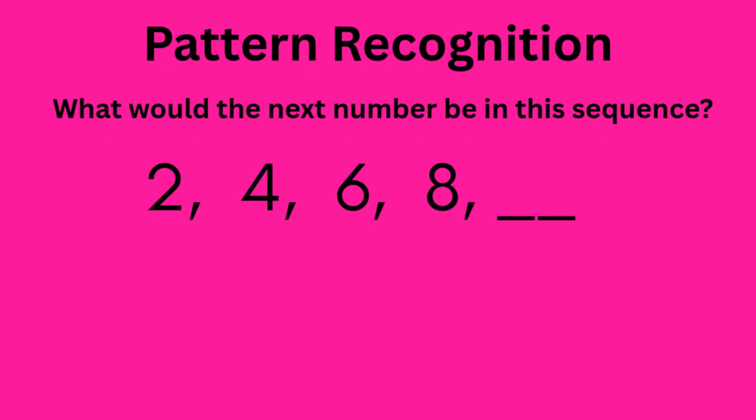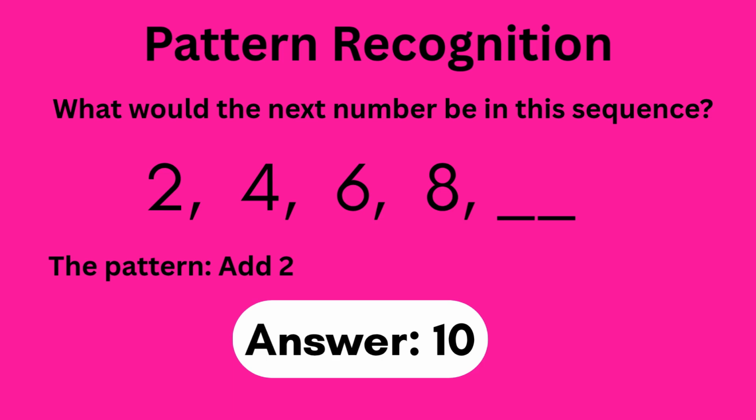Another example of a visual problem is pattern recognition. These questions do require a little math once the pattern is recognized. For example, what would the next number be in this sequence? 2, 4, 6, 8. You would first have to identify the pattern, which is to add 2, and then add 2 to the last number, which is 8. That would give you the answer 10.